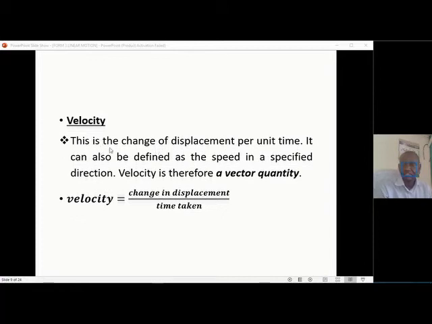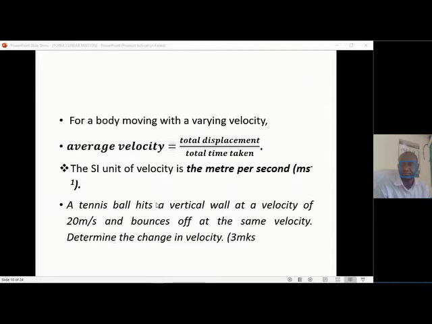Velocity. This is the change of displacement per unit time. It can also be defined as the speed in a specified direction. So velocity is therefore a vector quantity. And to get velocity is change in displacement over the time taken. For a body moving with a varying velocity, you just get average velocity. That is total displacement over the total time taken. And the SI unit of velocity is meter per second.